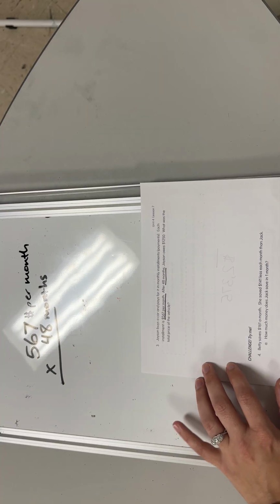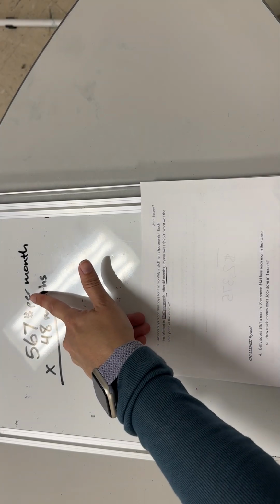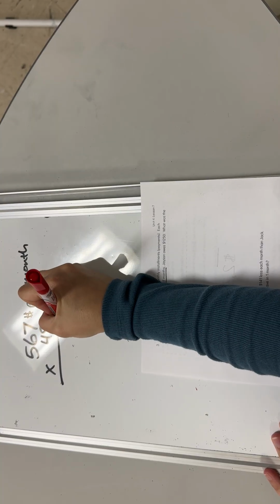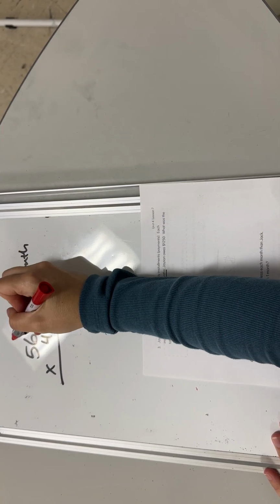So the 567 is the money he's spending per month, and he's spending it for 48 total months. We're going to go ahead and start with our multiplication. So we have 7 times 8. 7 times 8 is going to give us 56. I'll place the 6, and then I'll have to regroup the 5 there.